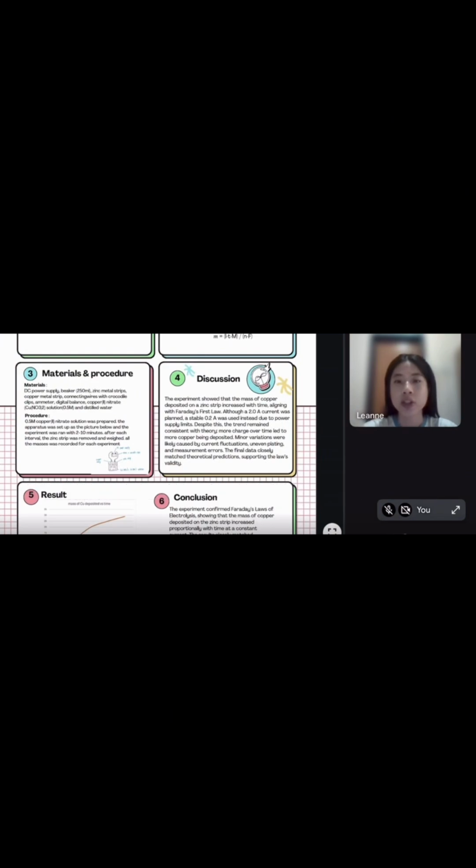In conclusion, even with some practical limits, our experimental results align well with Faraday's first law, demonstrating a clear and measurable relationship between time, current, and the mass of copper deposited.